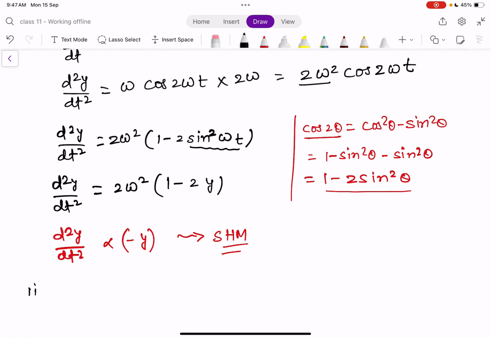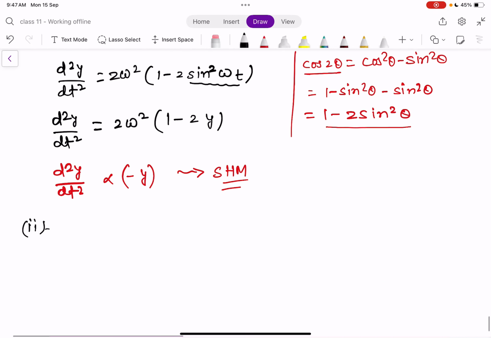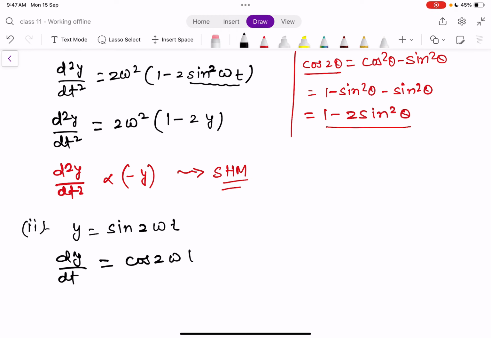Now come to the second. Second is sine 2 omega t. So y is equal to sine of 2 omega t. Again differentiating with respect to time, dy by dt: the differentiation of sine 2 omega t will be cos of 2 omega t, sin theta differentiation will be cos theta, into the differentiation of 2 omega t, which is 2 omega. So 2 omega cos of 2 omega t.